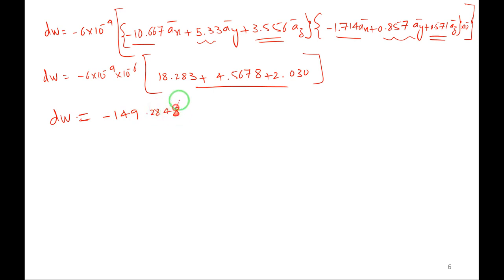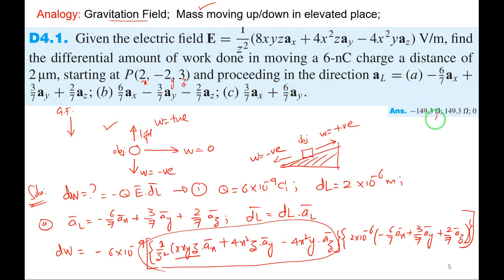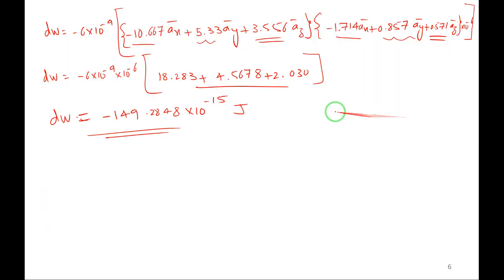So minus 149.2848, with 10 power minus 9 plus minus 6, that is 10 power minus 15. The work done is given in terms of joules, and this 10 power minus 15 is nothing but femto. They are given in femtojoules, written as fJ, so you can observe here. Minus 149.2848 femtojoules. Femto means 10 power minus 15.